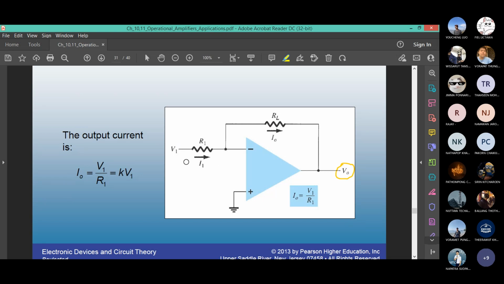Here's the equation. V plus equals V minus. V plus is 0, V minus has to be 0. So I1 is V1 minus 0 over R1, or V1 over R1. I out is the same as I1, so I out equals V1 over R1, and if I take 1 over R1 times V1, I can say it's K V1. Now you have a voltage controlled current source. You will change the value of the current by changing the voltage alone.